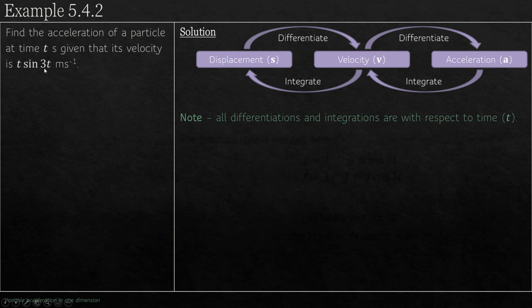t sine 3t is our velocity. We want the acceleration, so we're going to need to differentiate. And this is the product of two functions, t and sine 3t. Therefore, we're going to need the product rule.